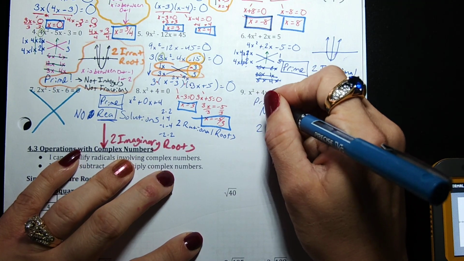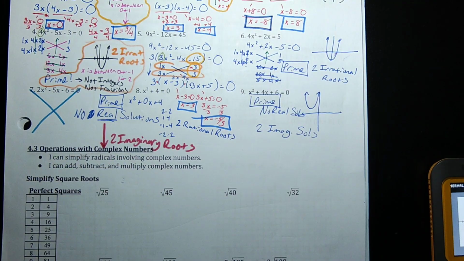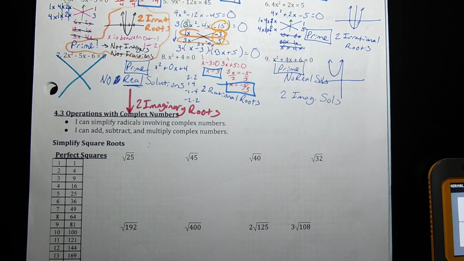And we would say that that expression is prime. And it's true. Try to factor that. Product of 6, sum of 2, not happening. So you can use the graph and the factoring together to figure out what type of quadratic solutions you are going to have. So folks, any questions on those ones?